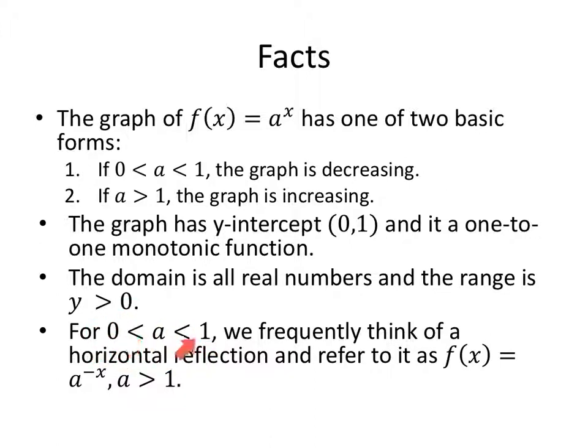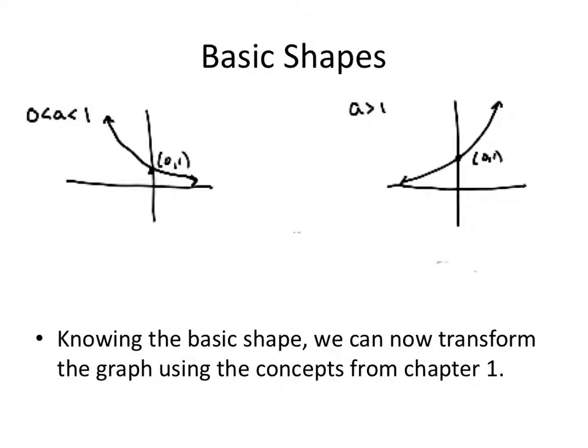When the a value is between 0 and 1, we might think of it as a horizontal reflection instead, so we'll call that f of x equals a to the negative x, as long as a is greater than 1. I'll show you a little bit about what I mean by that in a minute. So here we have our basic shapes. For an a value that's a proper fraction between 0 and 1, it's going to be decreasing. For an a value that's larger than 1, our graph is going to be increasing.